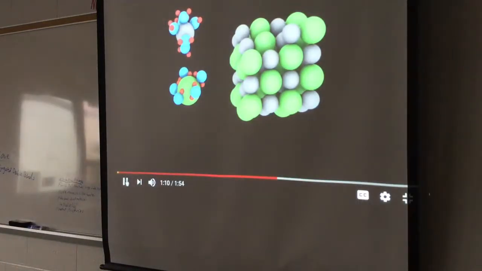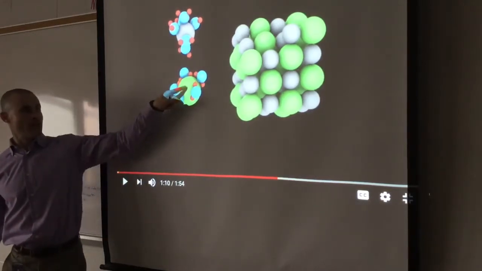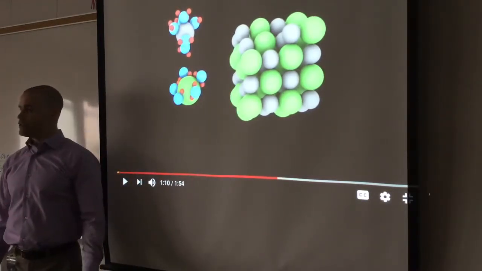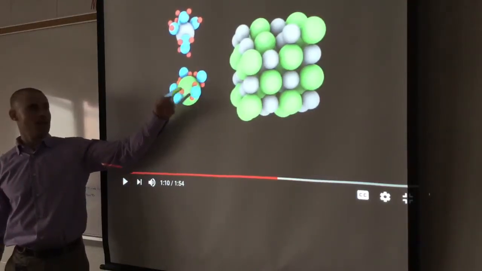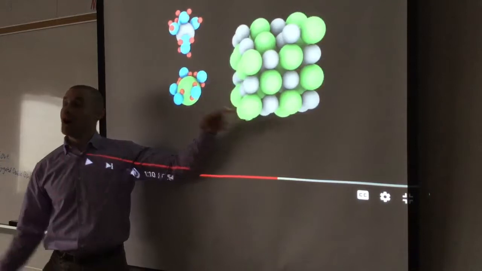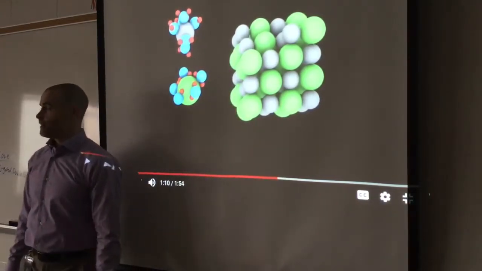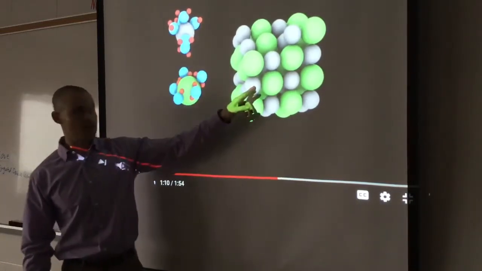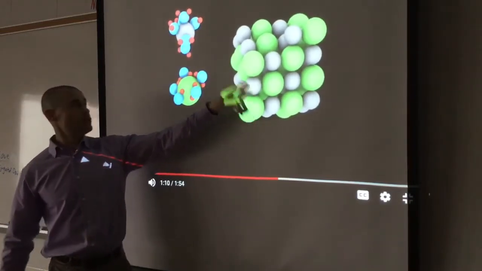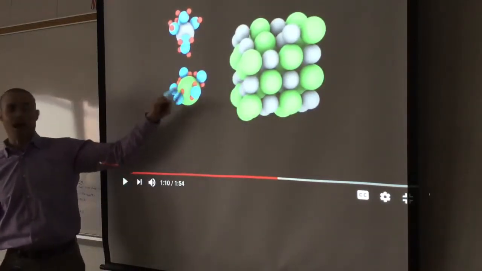So notice, what part of the water is attracted to the Cl minus? The hydrogen, the red. We just learned why. Hydrogen is partially positive, and these Cl's are -1. Opposites attract. What part of the water is attracted to the Na? The oxygen. Oxygen is partially negative, and the Na plus is positive. So opposites attract.